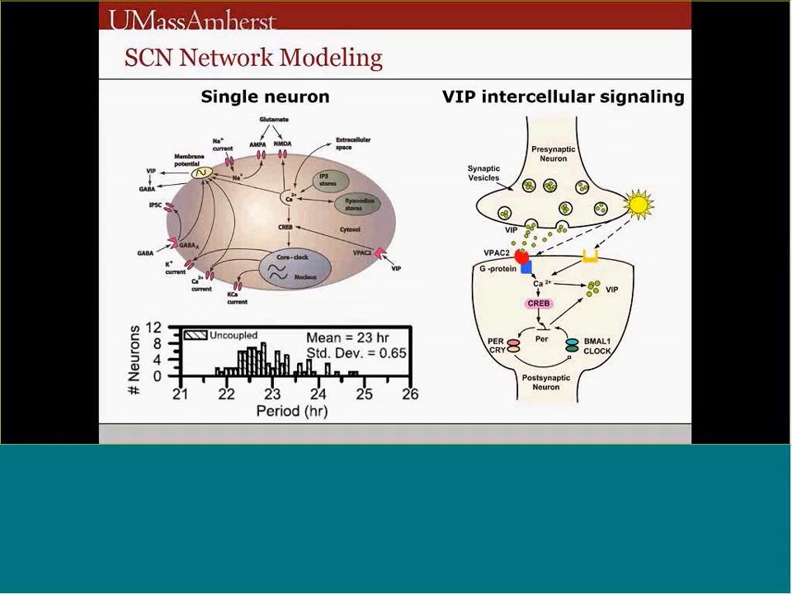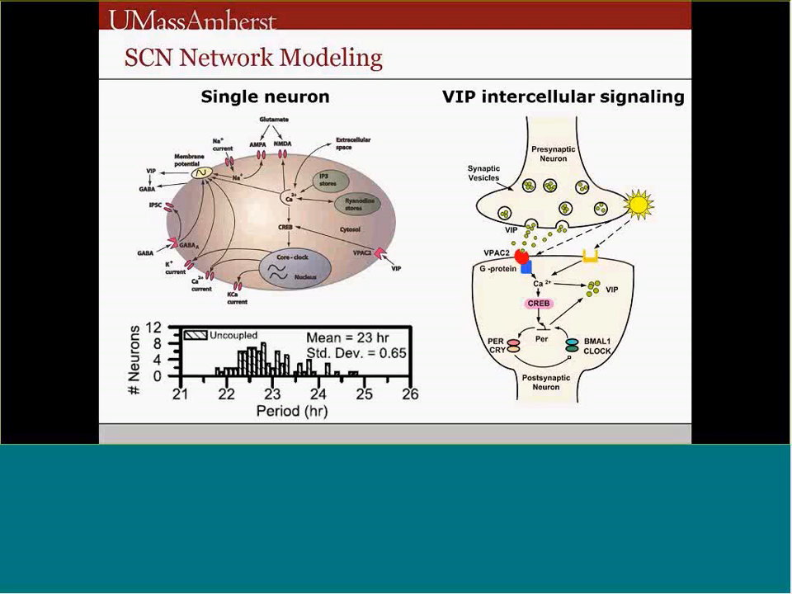All right. So what we want to do now is take advantage of our multi-scale modeling framework that we've been developing over the last few years. What this involves is a model of an individual neuron. So this is our neuron model. It includes the core clock here, which is the gene regulatory circuit, also the signaling in terms of calcium and CREB, and also the electrophysiology and the relevant currents. So that's a model of an individual neuron.